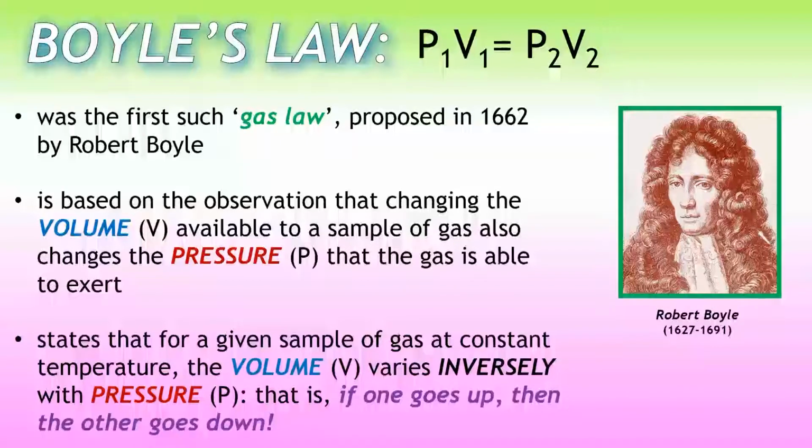Specifically, Boyle's law states that for a given sample of gas at constant temperature, the volume varies inversely with pressure. That is, if one goes up, then the other goes down. If P2 is higher than P1, then you can bet that V2 will be lower than V1. If the volume goes up, you can bet the pressure goes down, and vice versa.